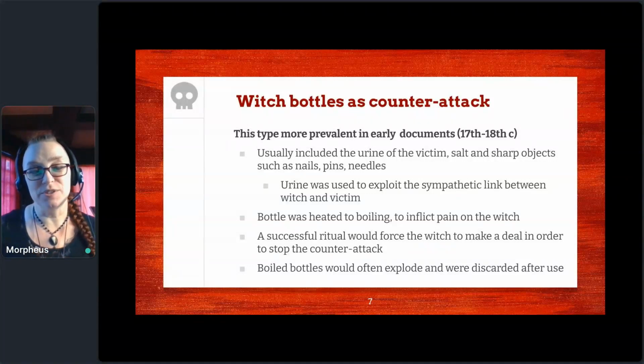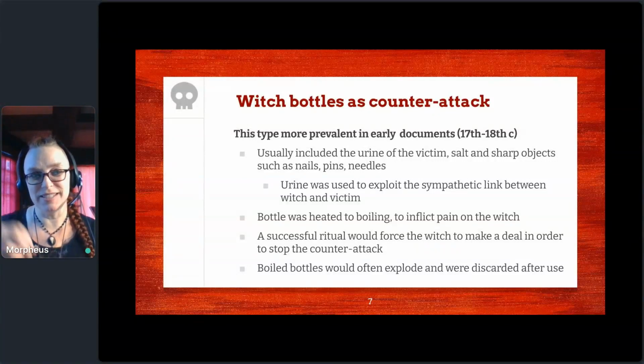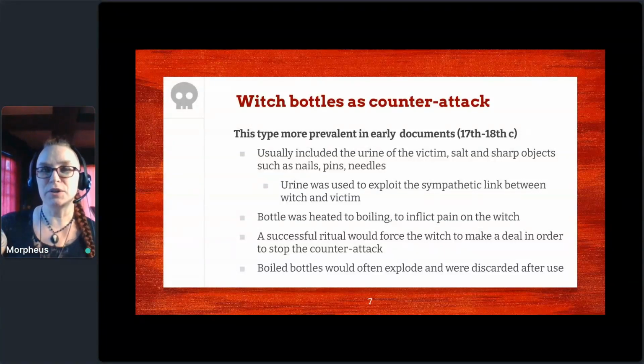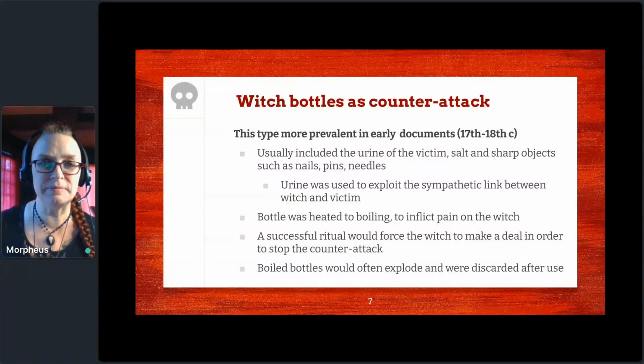These boiled bottles would often explode, because obviously it's a sealed container that you are boiling these contents inside of. And so the notion was that it would explode and it would be discarded. So the ones that are found in houses and such are of a different type.